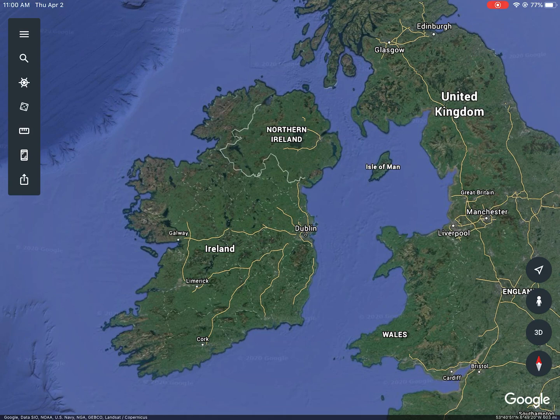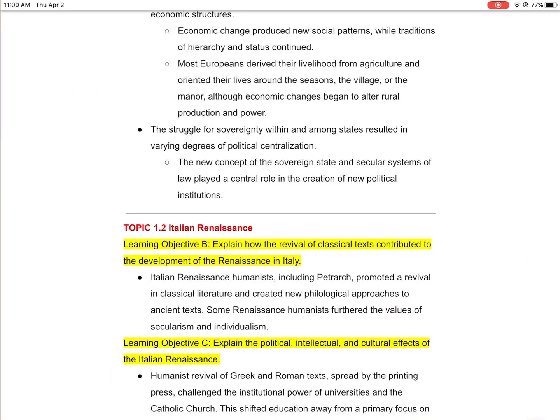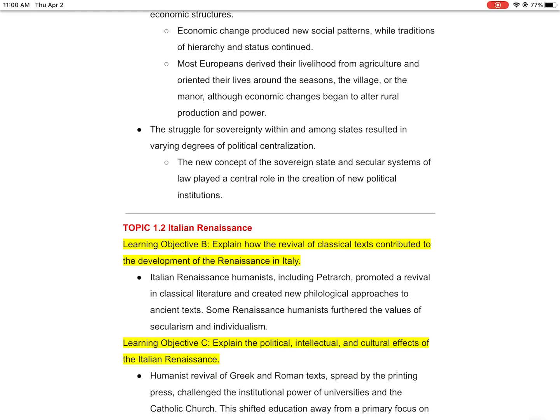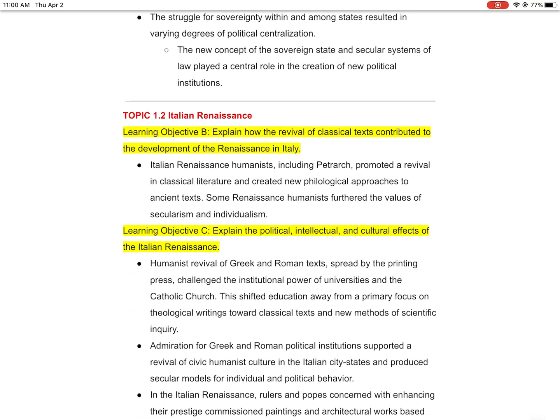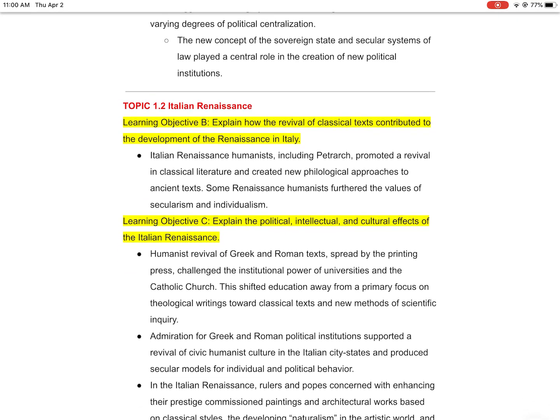And you can see the boundaries. The rest of this island today is an independent country, but that didn't happen until like World War I times, when Ireland got its independence. So that's what's happening right here. We're talking about all these things. So the new concept of the sovereign state and secular system of law played a central role in the creation of new political institutions. And that is what we're talking about and we're going to get into.